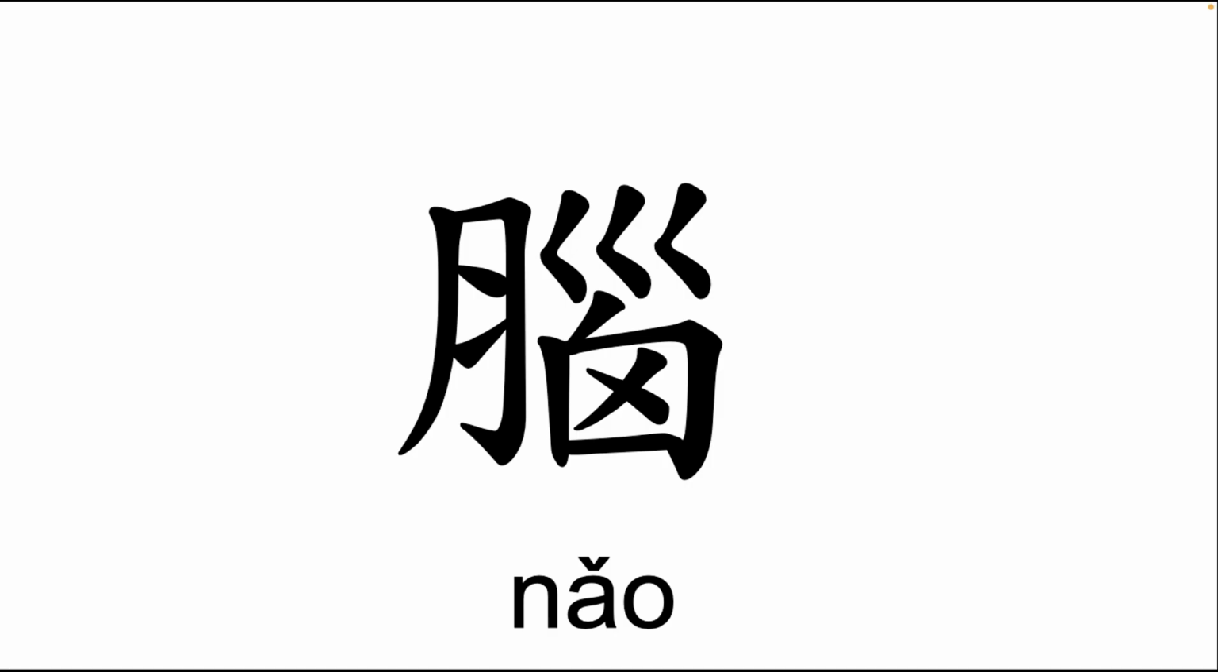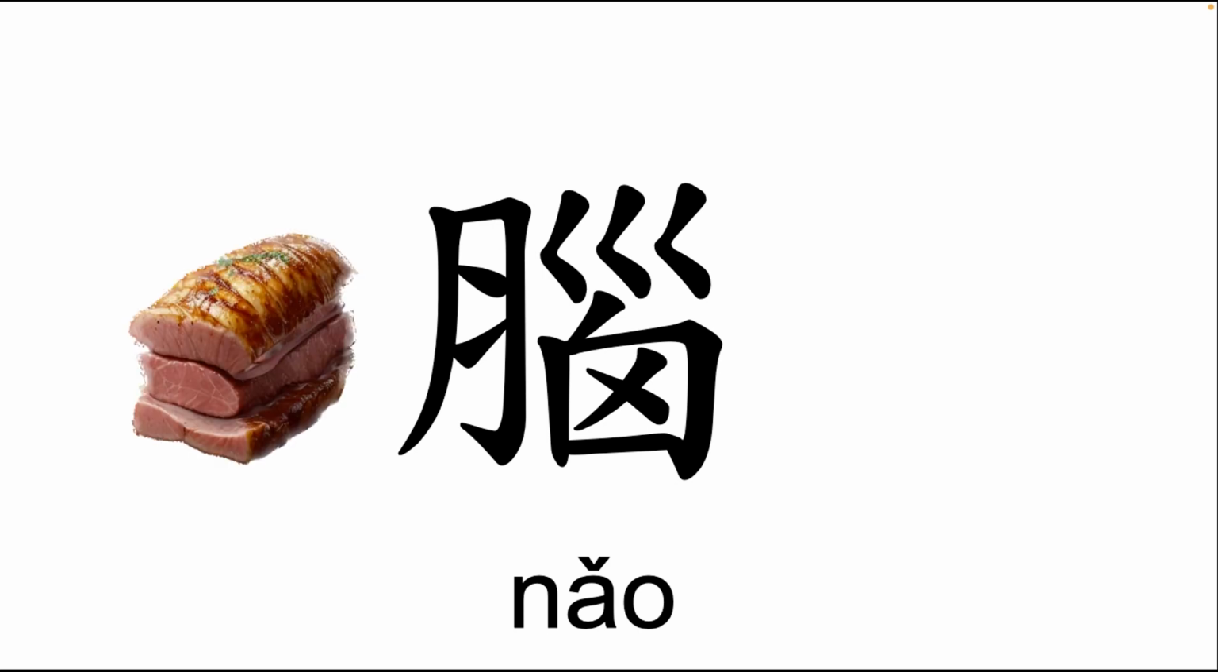Now let's take a look at the character for brain. The left side of the character is something that looks like the moon radical, but it's actually the radical for meat. In the early days, before computers, Chinese teachers strictly required us not to write the meat radical as the moon radical. This is because the two horizontal lines in the moon radical are parallel, while the two dots in the meat radical are not.